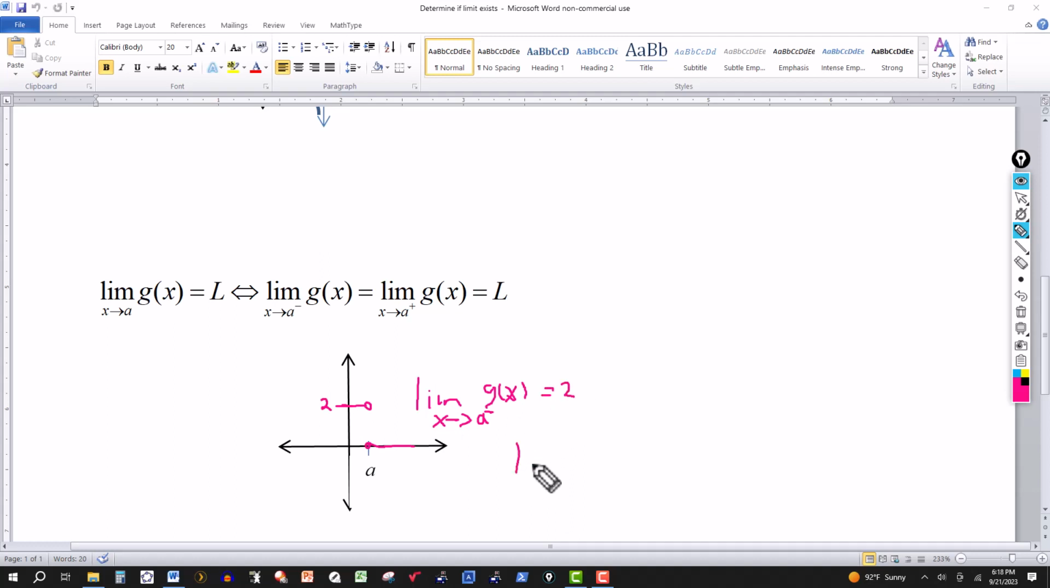And from the right, the limit as x goes to a, the plus sign means from the right, negative means from the left, of g of x. In this case, we're over here, this would equal 0. At x equal to a, the value of the function is 0. Now if I make this an open circle here, that's still the same. But either way, these are not equal. It's not the same thing. So the limit in this case would not exist.